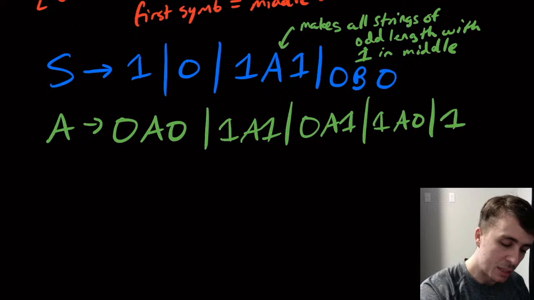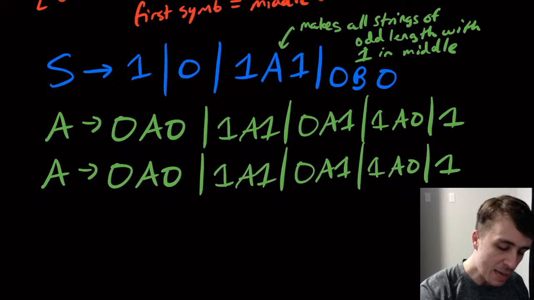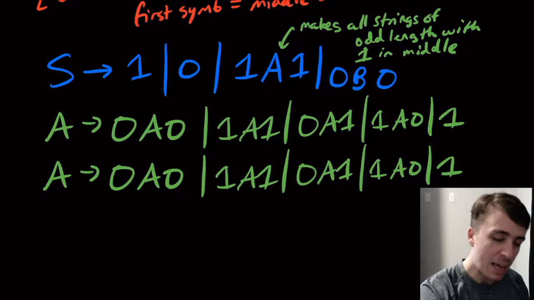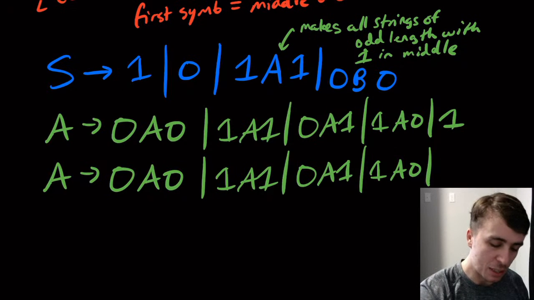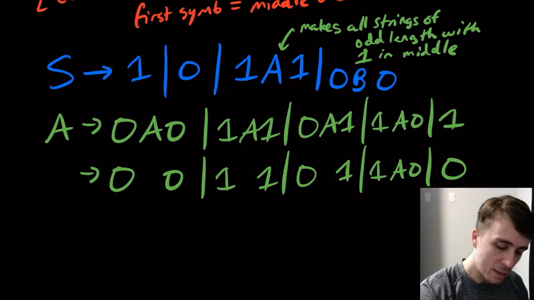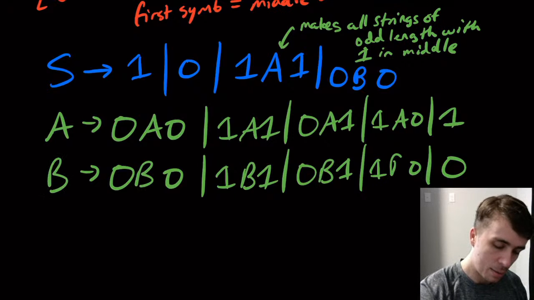So what is the B variable going to do? It's going to do exactly the same thing as the A variable here, except now it's going to be B everywhere, and it's going to end with a 0 instead of a 1. So 0 here, and all of these are going to be B's instead. So B, B, B, B, B.